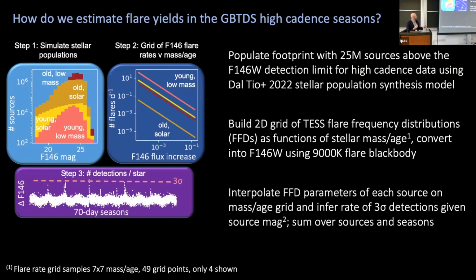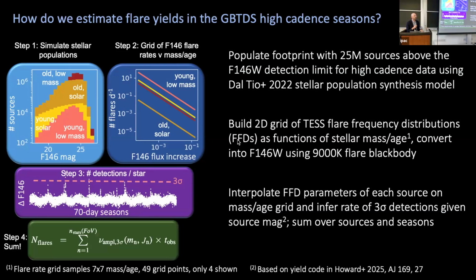And then once you have that, you can go through each of your simulated sources and you can ask for that specific star. You can interpolate what its expected flare rate is based on its age and based on its stellar mass. And then you can use the signal to noise curve for the Wide Field Instrument to determine how many flares you would have expected to detect per day or even per season. And then finally, you can just sum over all of those individual stars to come up with the total flare yield. And so this is what we did.